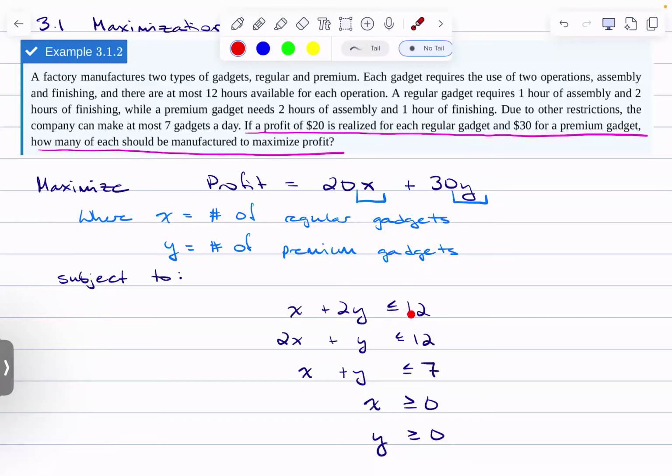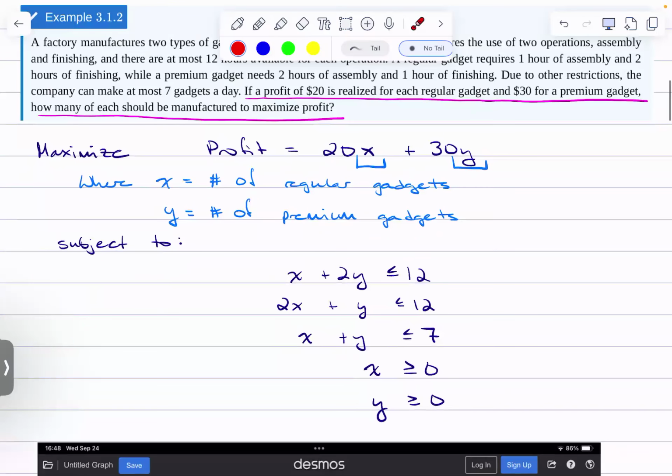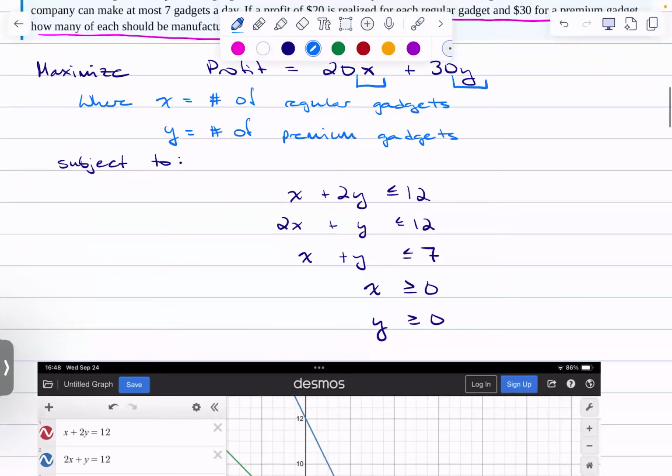Now, what does each constraint map to? What's it representing? So we have regular and premium gadgets. That's great. We have assembly and finishing. And so a regular gadget requires 1 hour of assembly and 2 hours of finishing. So it looks to me, as I glance down here, this looks like the assembly constraint, and this looks like the finishing constraint. We'll confirm assembly and finishing.